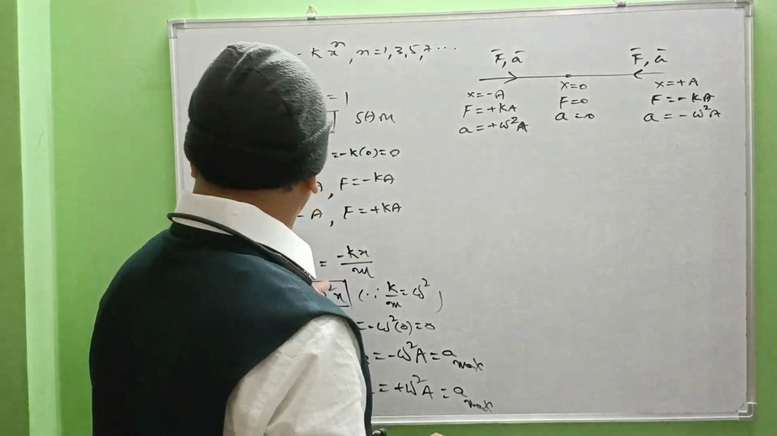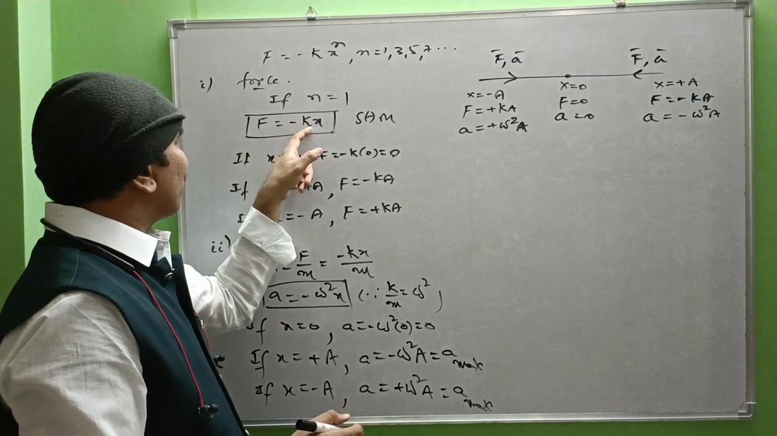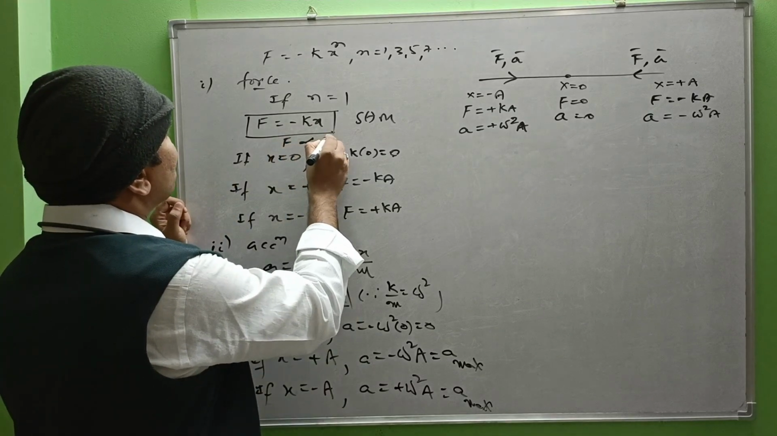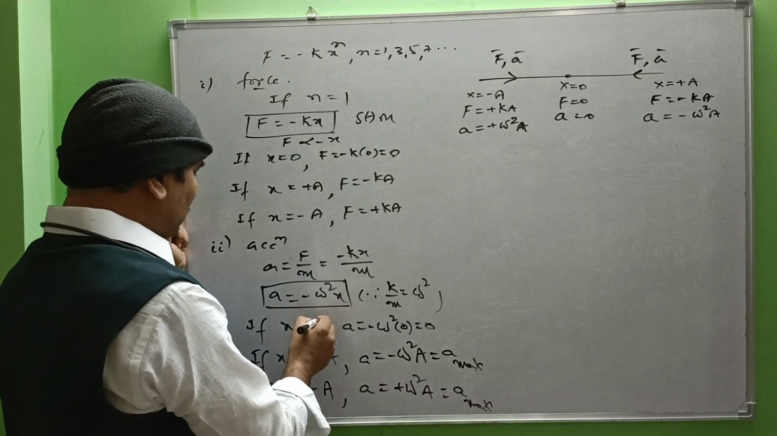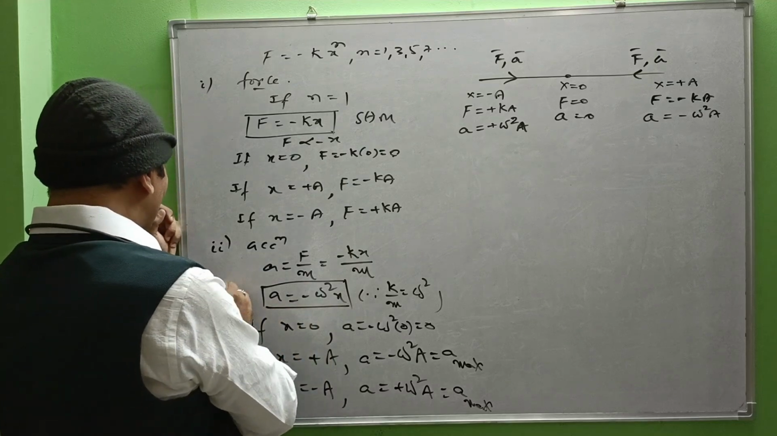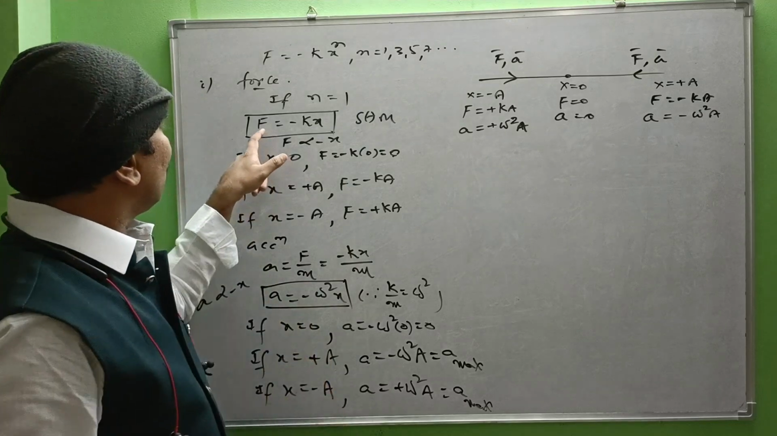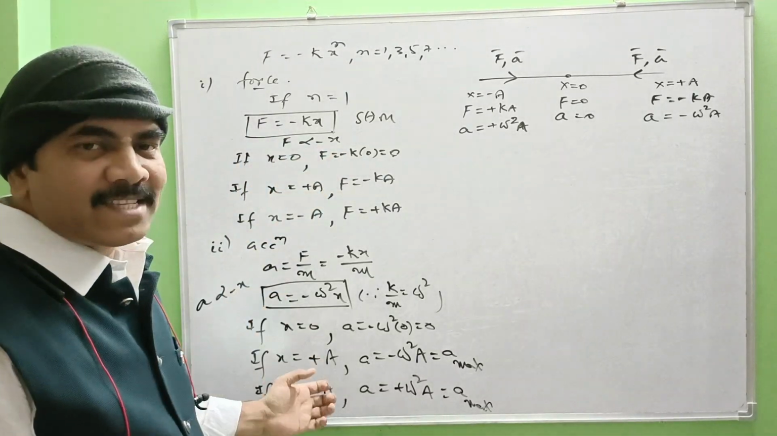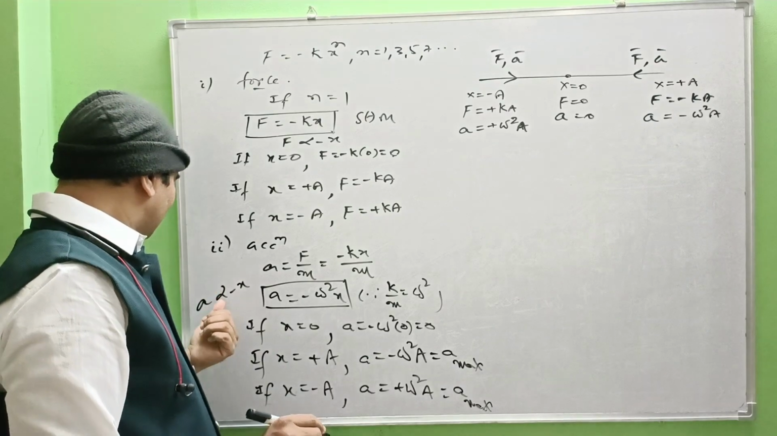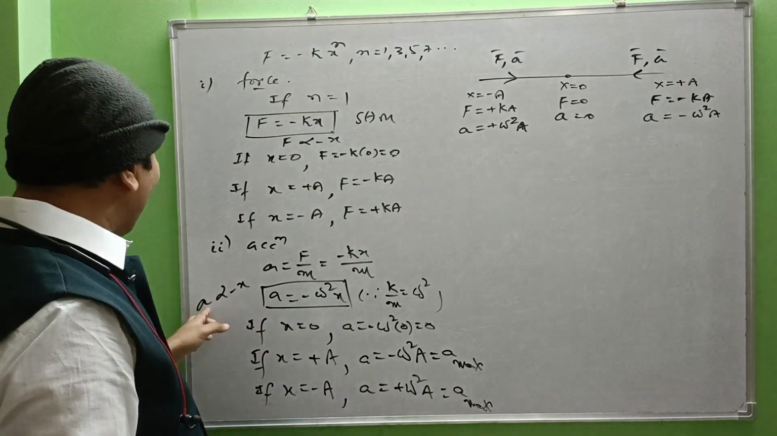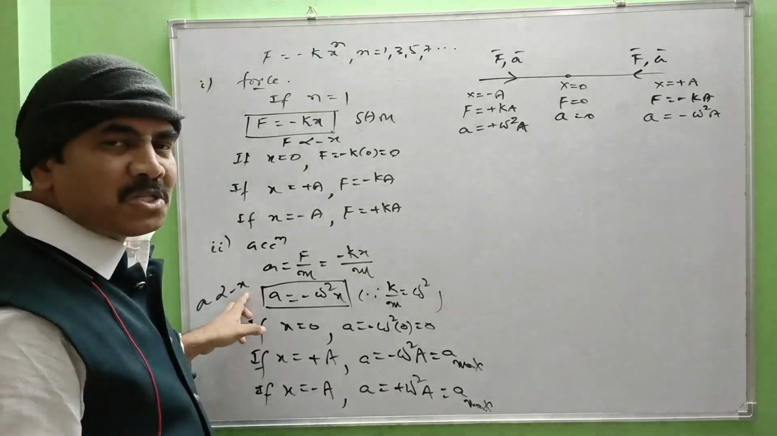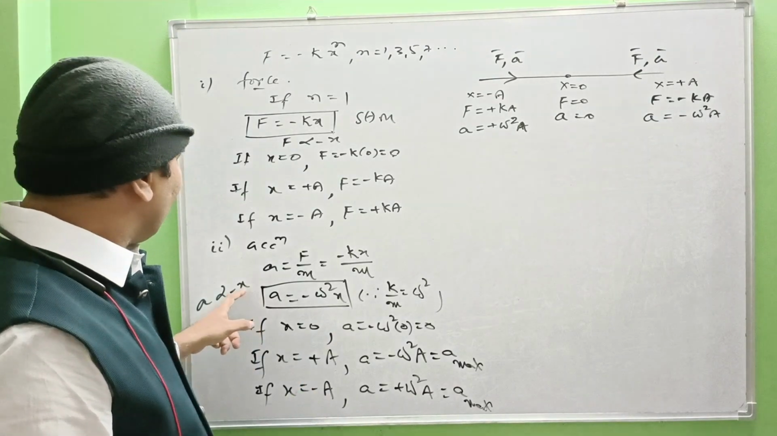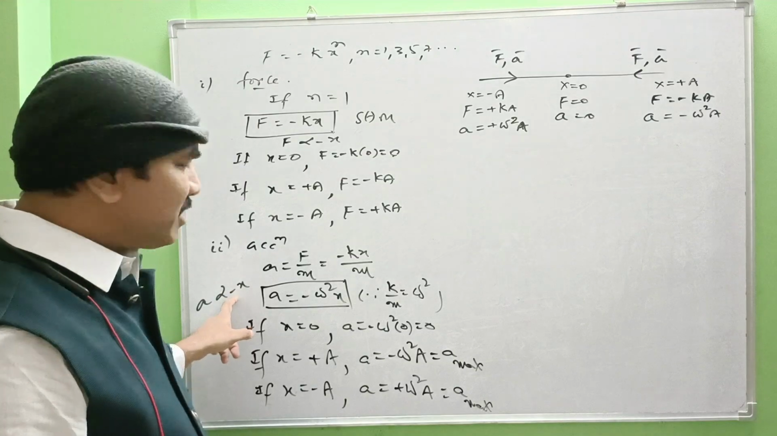Okay. In the same way here, F is directly proportional to minus x. Here also, A is directly proportional to minus x. So F is proportional to minus x, A is also proportional to minus x. That means acceleration is directly proportional to displacement of the particle from the mean position, right? But directed opposite to the displacement.